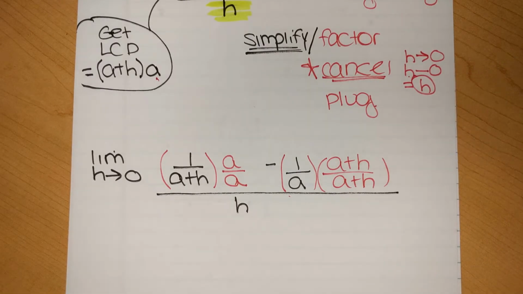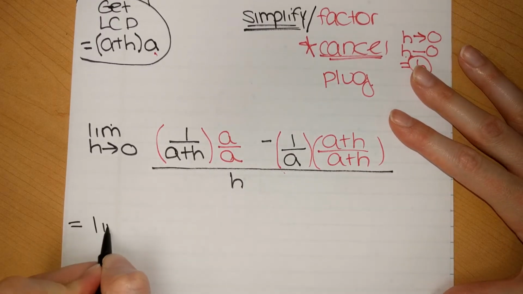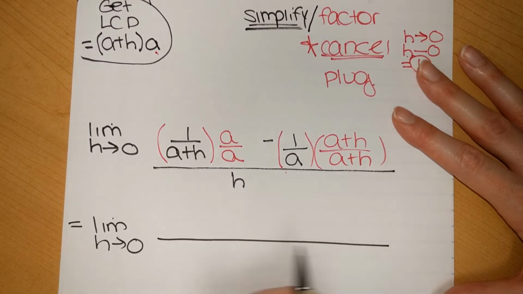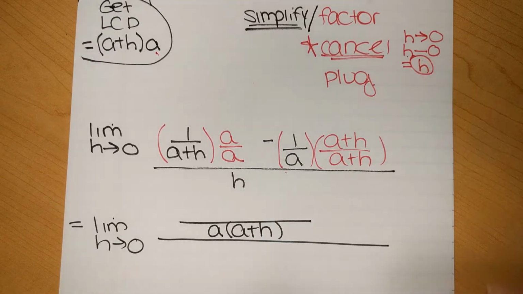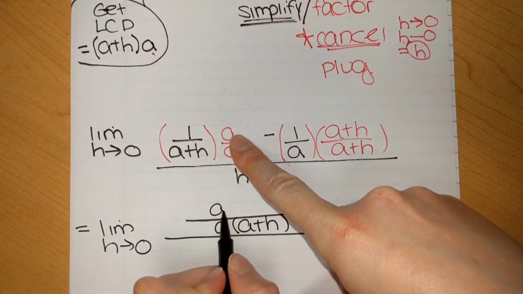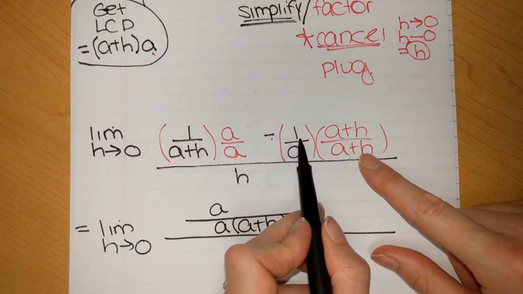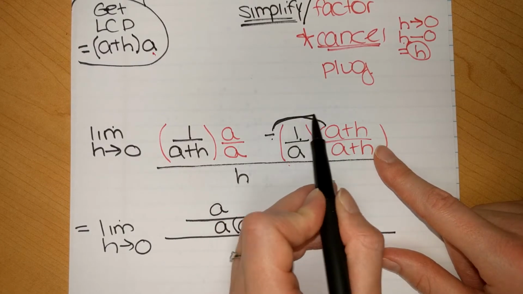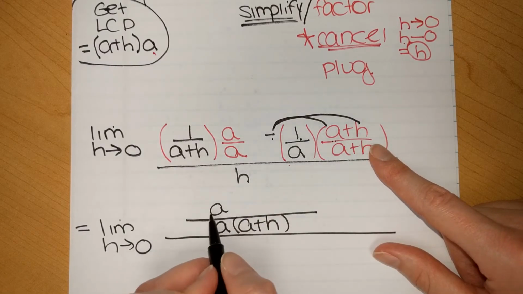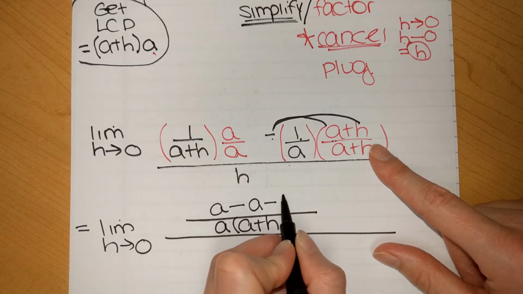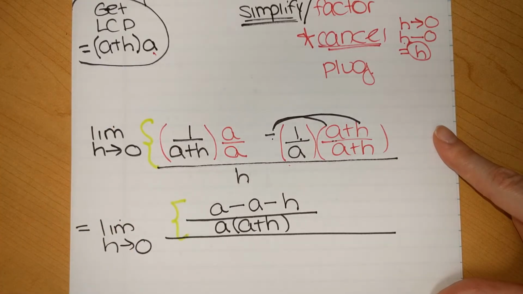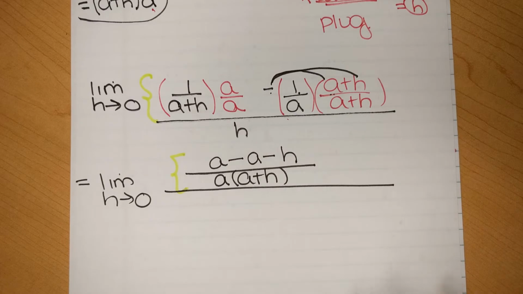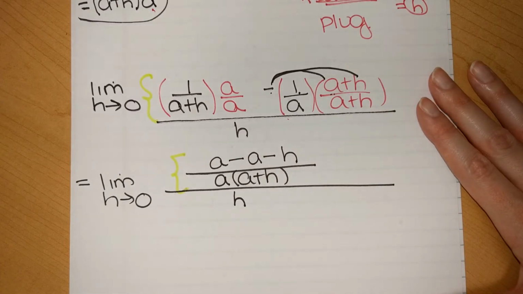Now, the whole point of this was to get an LCD. So now that we have this LCD, we are going to rewrite it as limit as h goes to 0. All right, the LCD is a times a plus h. Again, the order that we write that in does not matter for us. 1 times a is going to give us an a. This negative 1 times a plus h is going to have to get distributed to both the a and the h. So this will be minus a minus h. So this numerator with the LCD is becoming this as the simplified numerator for now. And then we still have the h in the denominator.